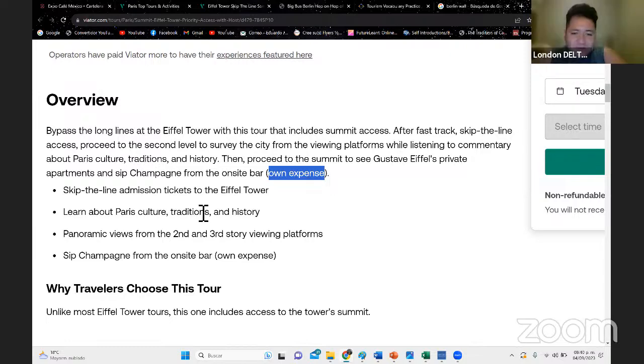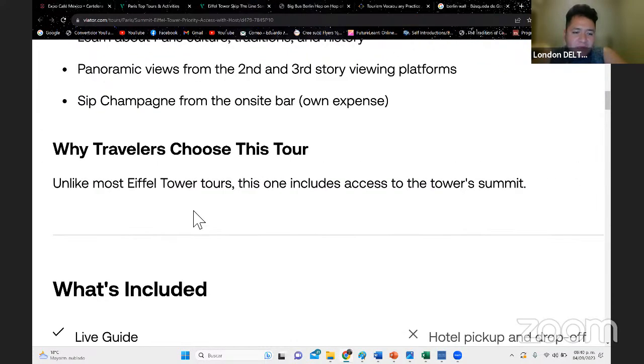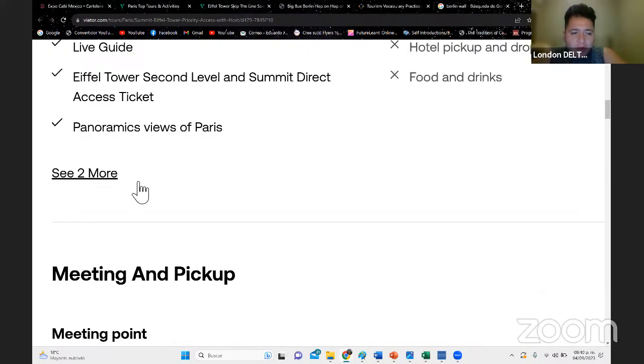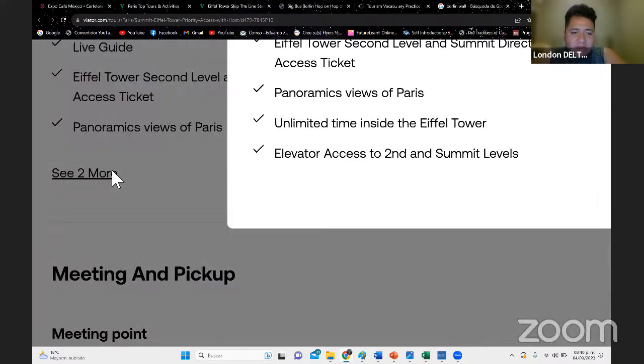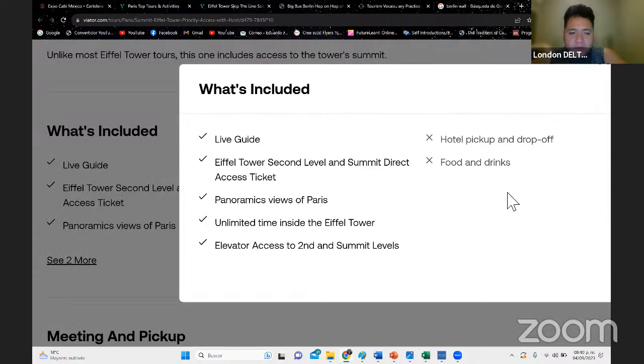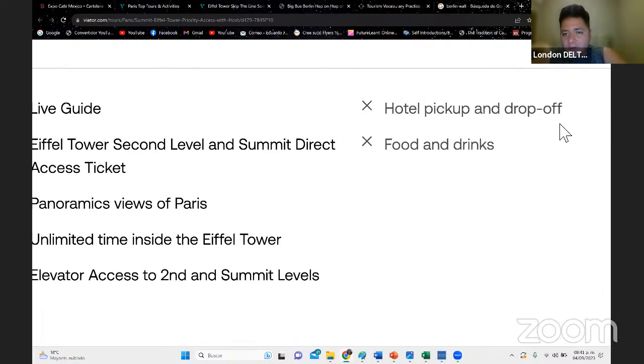Okay, well, so those are the things that are included, right? So you also want to pay attention to advantages, right? And the disadvantages. Okay. So what is not included? The hotel pickup and drop-off. You need to go there on your own. Tienes que llegar ahí por tu propia cuenta.